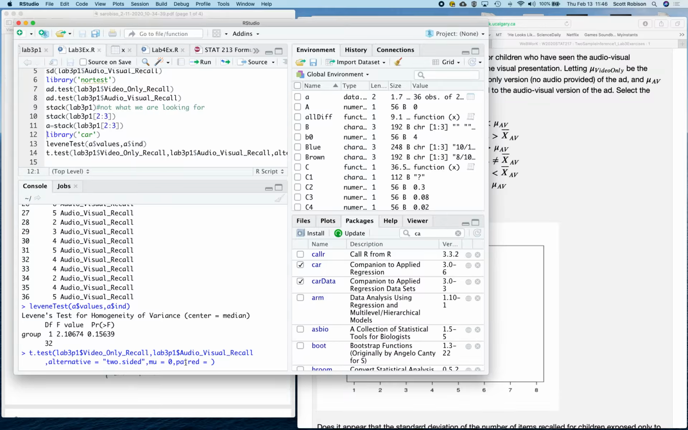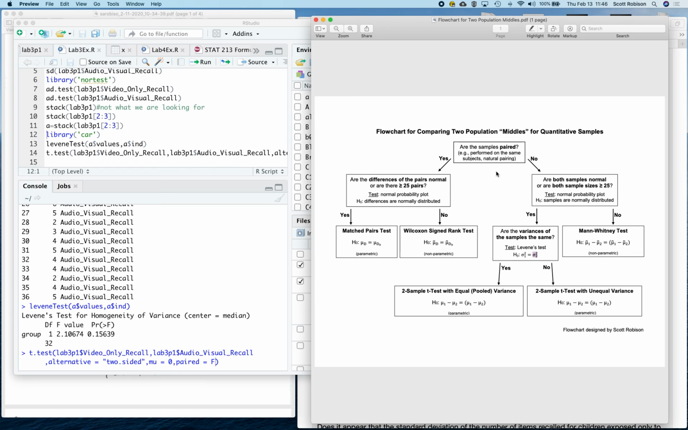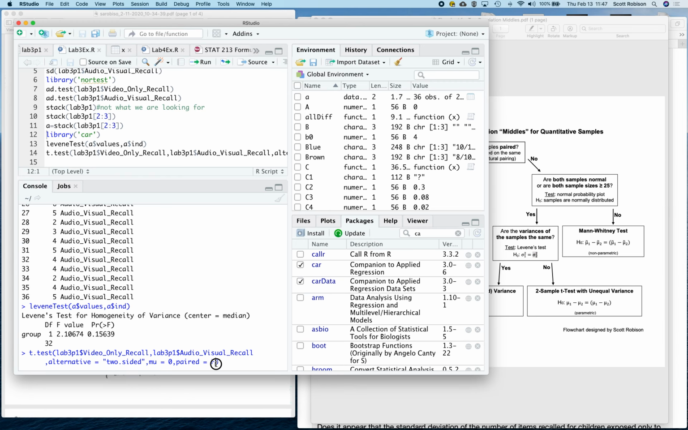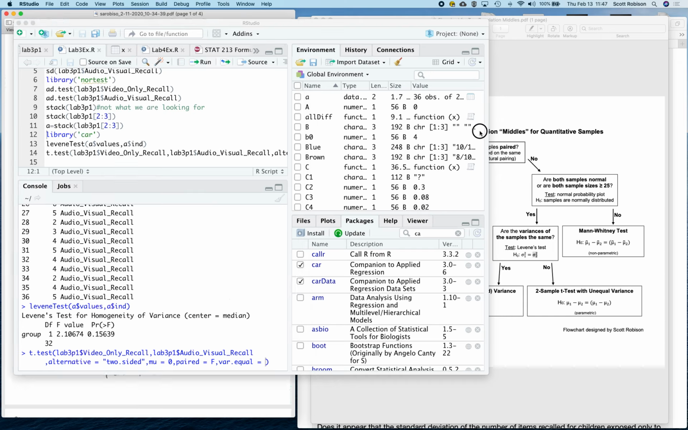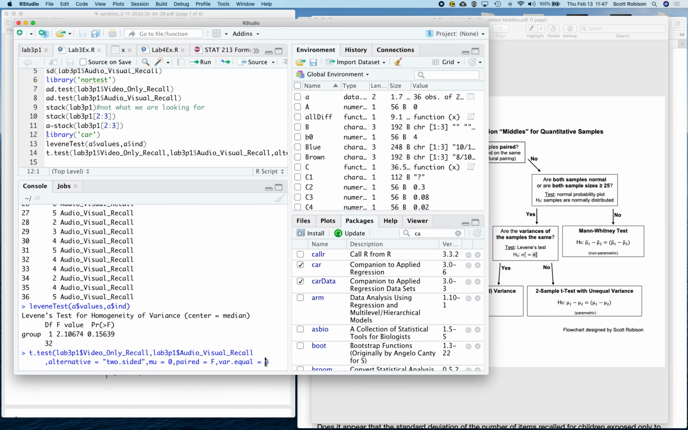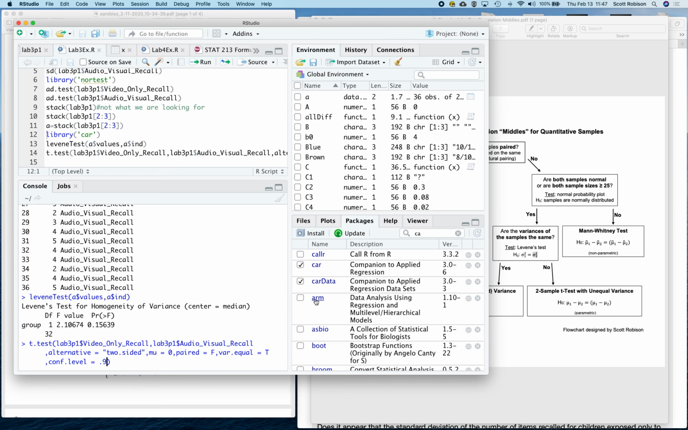Are they paired? We already went through this. When we went through this chart, we said it was not paired, so I'm going to say paired is equal to false. Are the variances equal? That is the result I just got from Levene's test. In this case, Levene's test had a larger than alpha p-value, so it looks like the variances are equal. If this had a small p-value, then you would say the variances are not equal. Okay, so in this particular case, I'm going to say the variances were equal. And finally, I can give the confidence level, if I like, to be 95%.